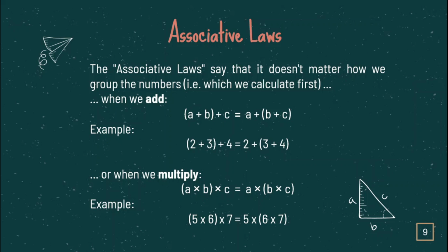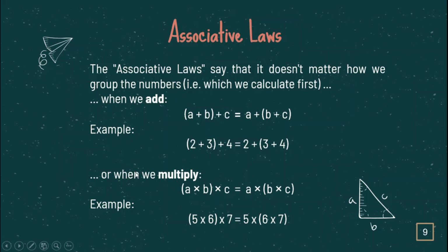The second law is associative laws. The associative laws say that it doesn't matter how we group the numbers. This is the formula when we add the numbers: (a plus b) plus c equals a plus (b plus c). The example is (2 plus 3) plus 4 equals 2 plus (3 plus 4).